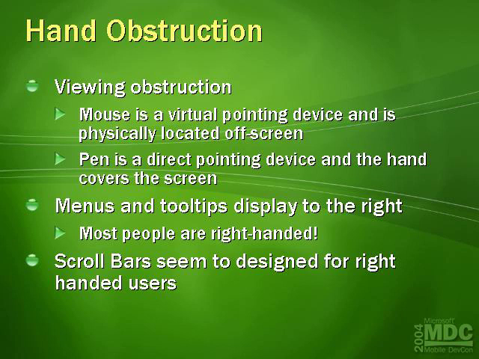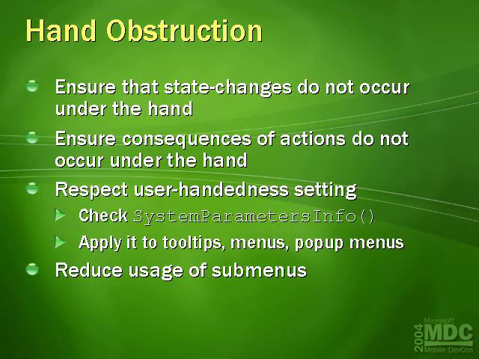However, if I'm a left-handed user, I see the menus and the tooltips perfectly, but as I'm scrolling, my arm is now covering the area that I'm scrolling, so I don't know exactly what's going on underneath my arm. So what we're going for is to ensure that state changes do not occur underneath your hand, whether you're right-handed or left-handed.